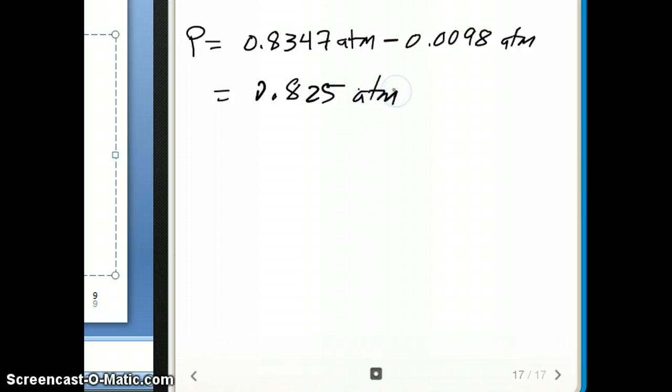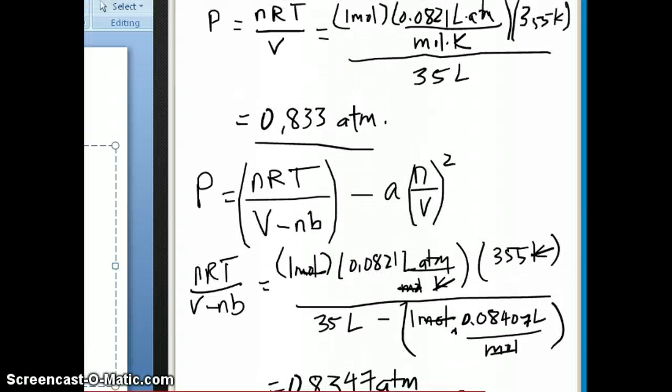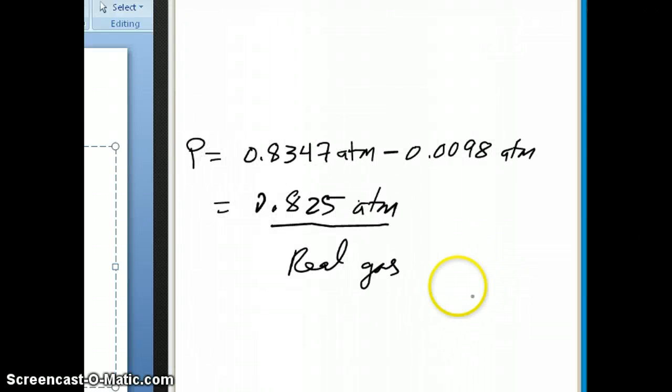Okay, so again, just to compare this with the ideal gas calculation, so this pressure is what you get if you were to use the real gas condition. If you assume that the condition that we're given is the real gas condition, you go back and look at the ideal gas equation calculation earlier. We had this number right here at the top, right, 0.833. So there is a difference in terms of value, as we expect. When we assume that this is real gas condition, the pressure is less than what we expect from ideal gas.